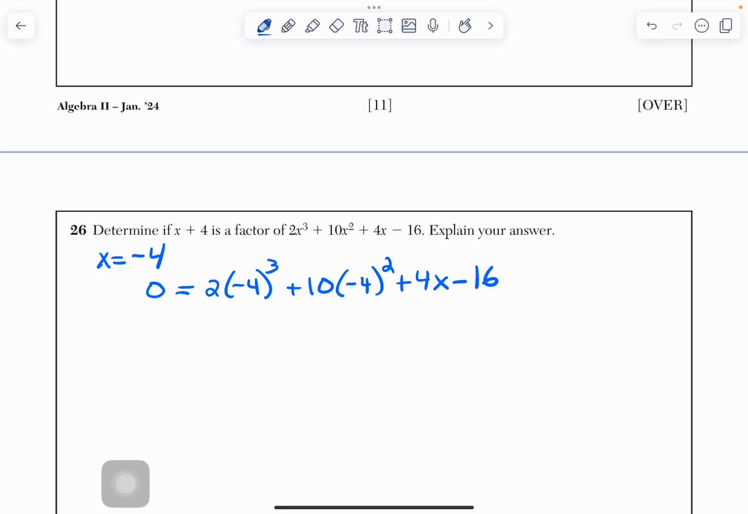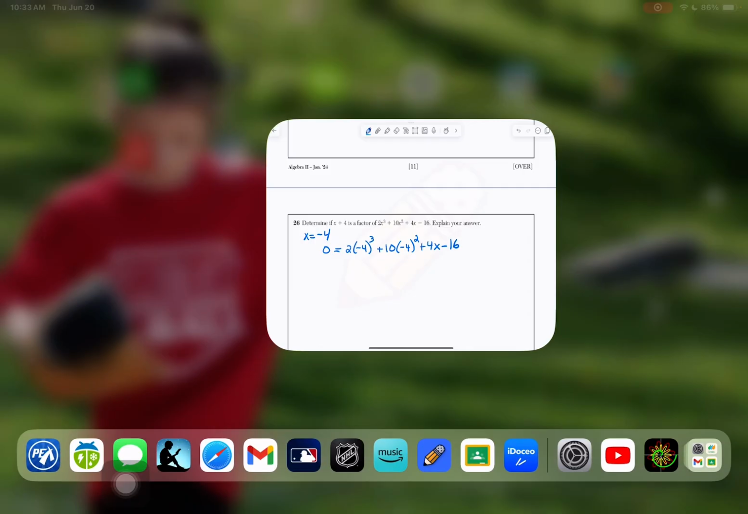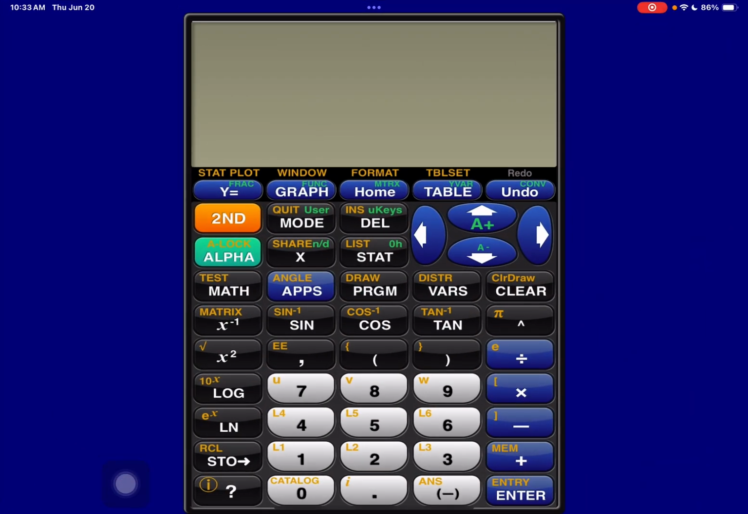Now you put it right in your calculator the way you see it. So I'm going to do that on my calculator, just so everybody knows. 2 open parentheses, negative 4, close parentheses, raised to the third power, right? And I go over, plus 10, negative 4, raised to the second power. Go over, and then we have plus 4 times negative 4 in parentheses minus 16. And that gives us 0, right?